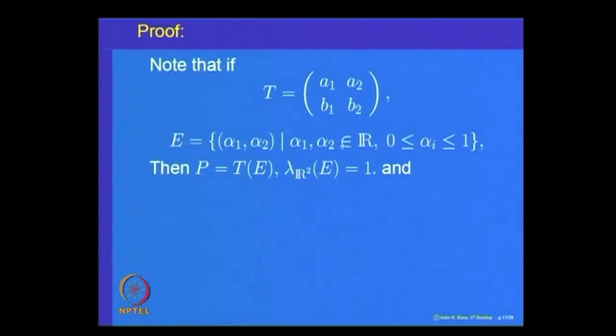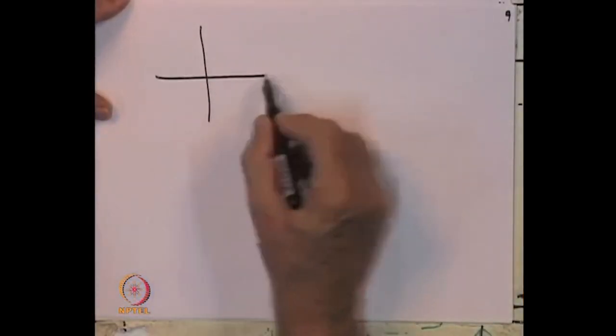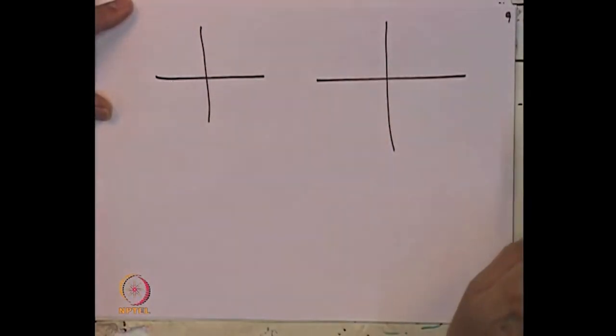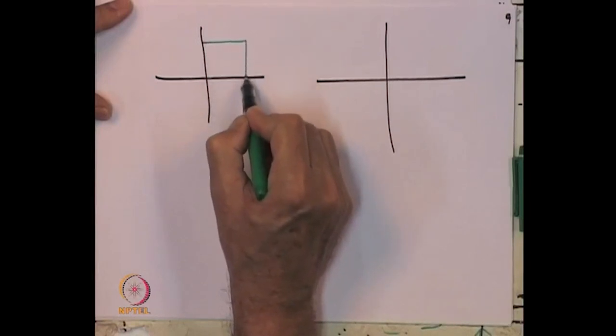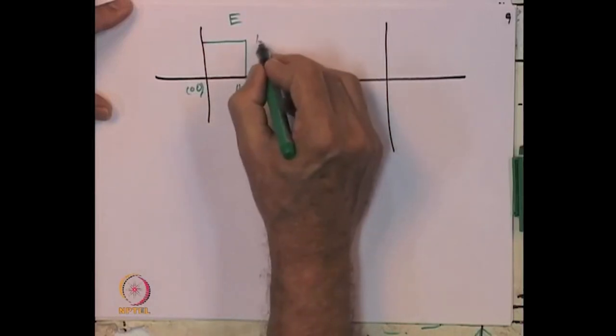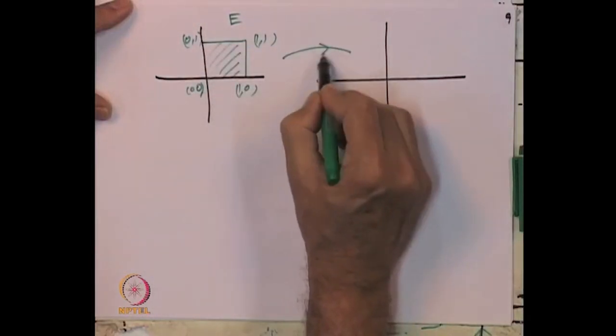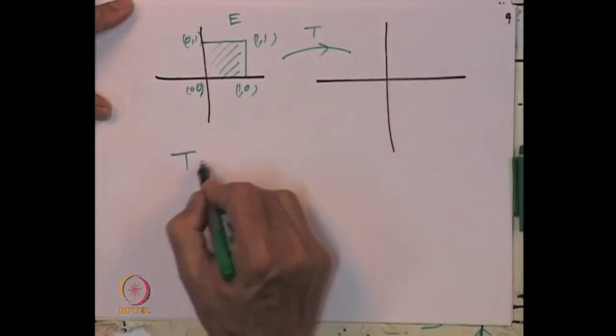This set E is nothing but a rectangle, actually a square in the plane with sides 0 1 to 0 1. And if I look at T of E, so any set alpha 1 alpha 2, so what will be this? So, what we are saying is the following, that if I look at the set E, so here is the set E, which looks like, so this is the set E, 0 0, this is 1 0, 1 1 and 0 1.